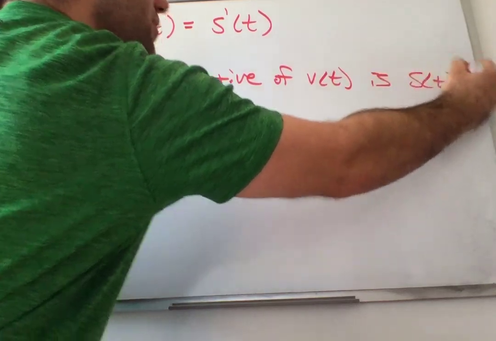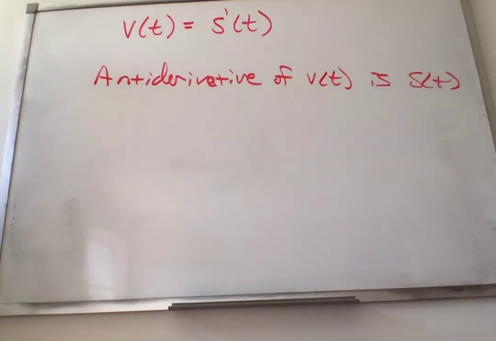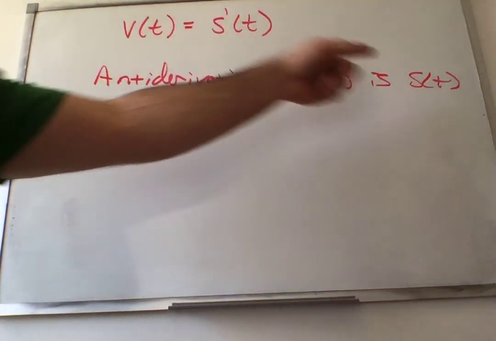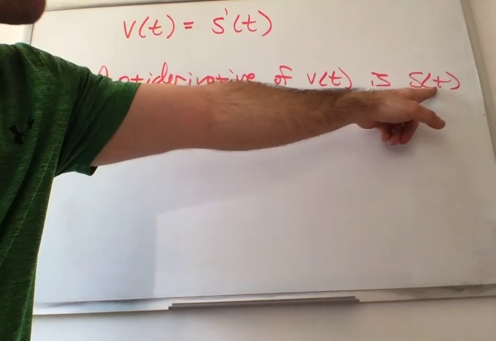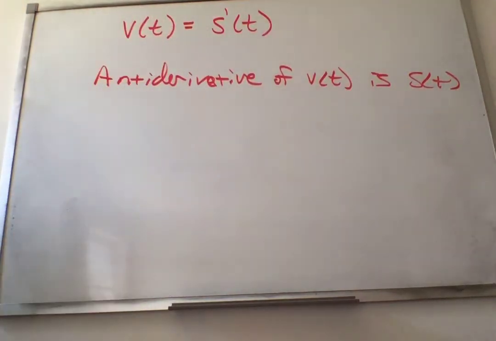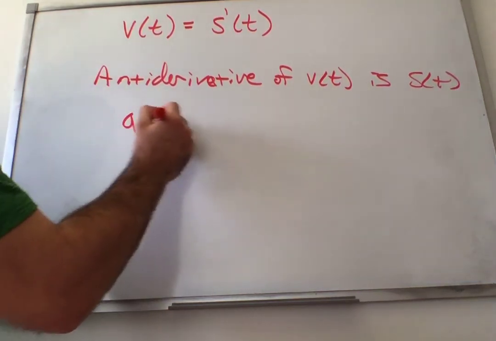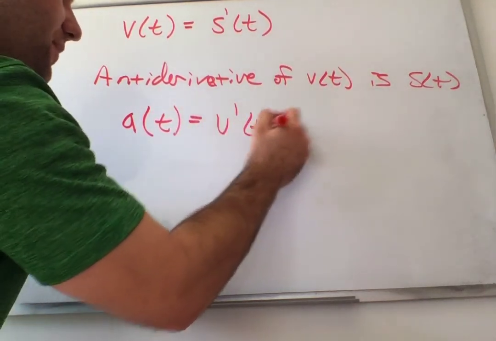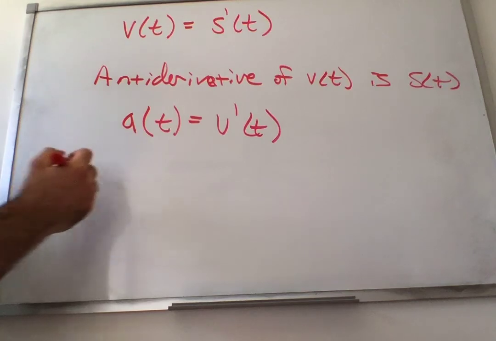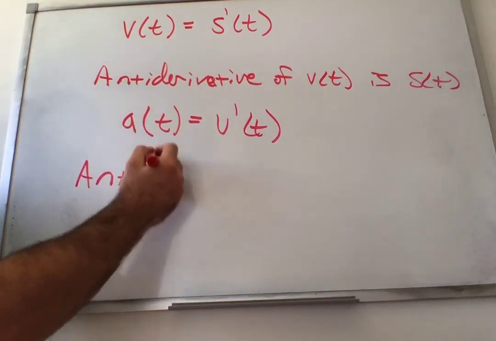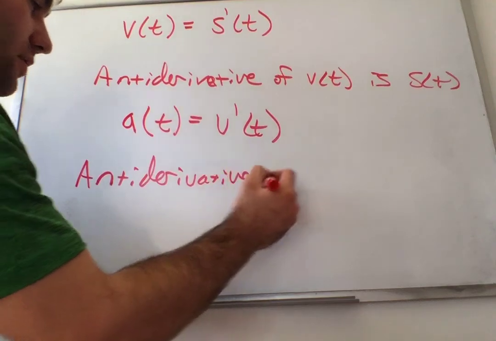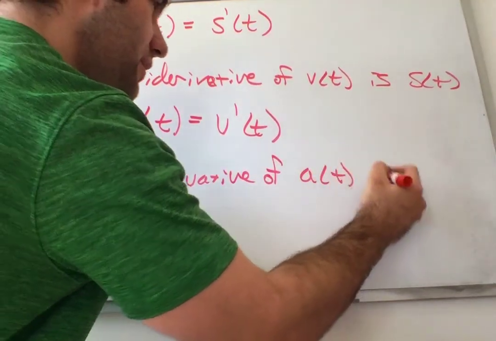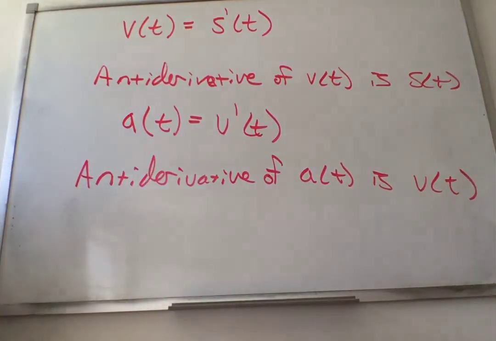is the position function. Because if I were to find the antiderivative of this, I should get the position function, because if I take the derivative of the position function, I get the velocity function, okay? So it's just going backwards. Now, the acceleration is the derivative of the velocity, which means the antiderivative of the acceleration is the velocity function. Okay, so that's all that means.